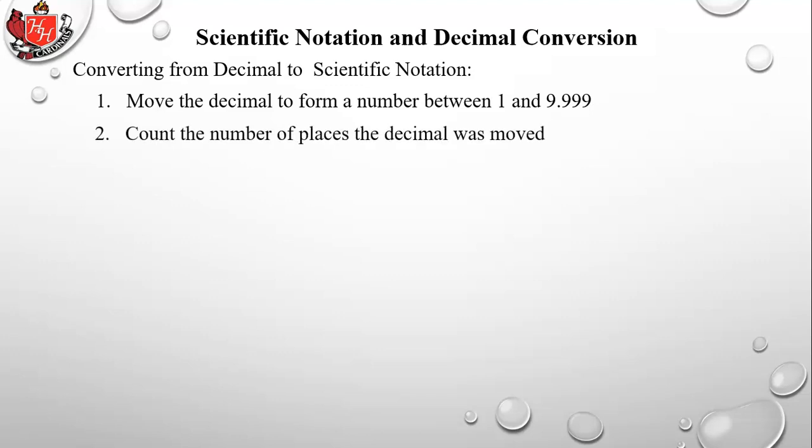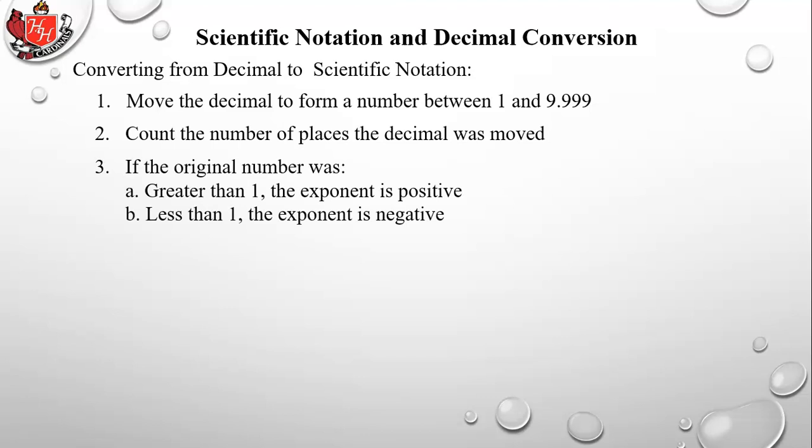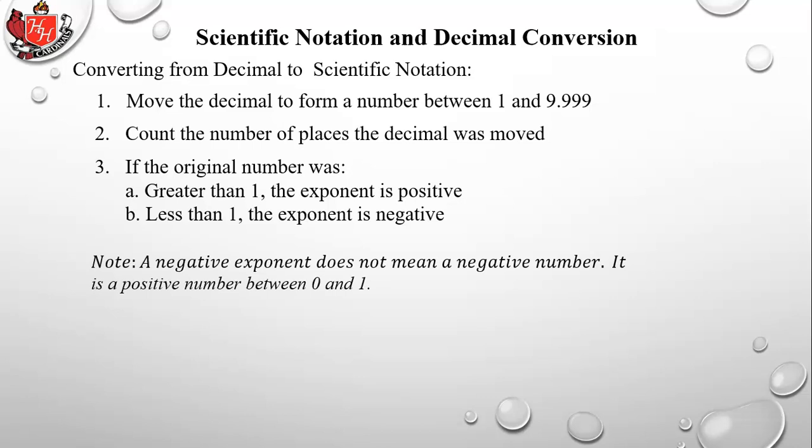2, count the number of places the decimal was moved. And 3, if the original number was greater than 1, the exponent is positive. If it's less than 1, the exponent is negative. So let's just apply those rules to an example here. So note, a negative exponent does not mean a negative number. It is a positive number between 0 and 1. In other words, it's a number less than 1, like 0.02 or something like that.